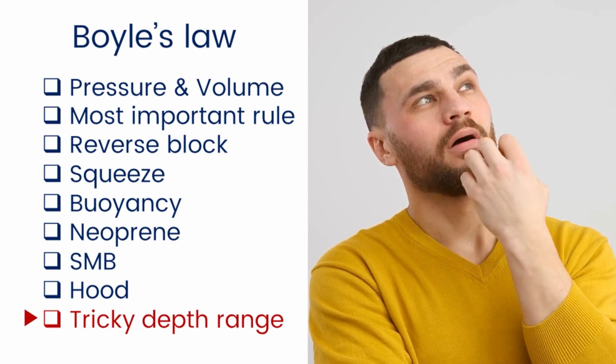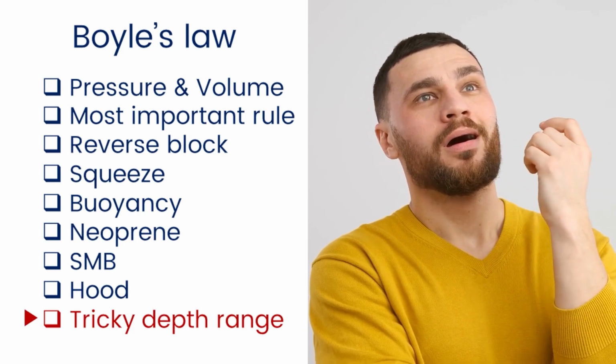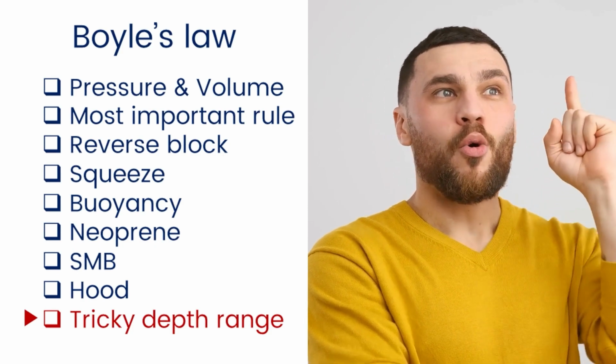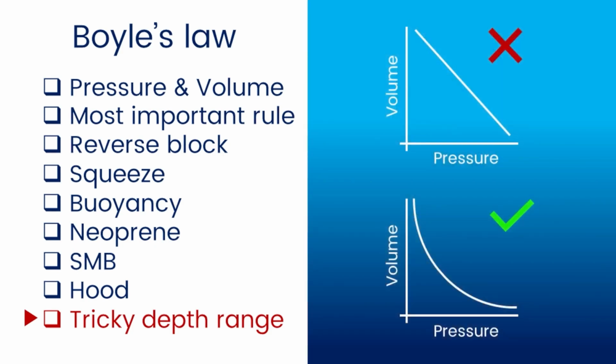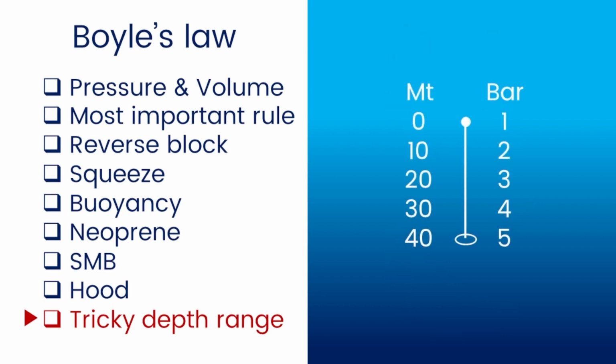Some divers might have experienced more difficulty managing their buoyancy or air equalization in shallow water than in deep water, and in both cases, Boyle's law could be involved. The change in gas volume due to the pressure variation is not linear, meaning it does not occur to the same extent at all depths, and at some depths is more pronounced than at others. Passing from 40 to 30 meters will not have the same effect as passing from 10 meters to the surface.